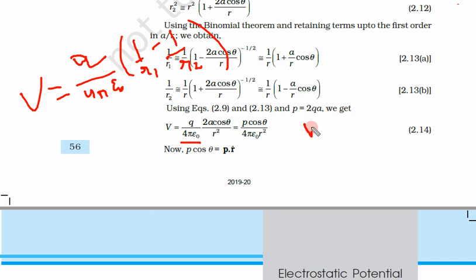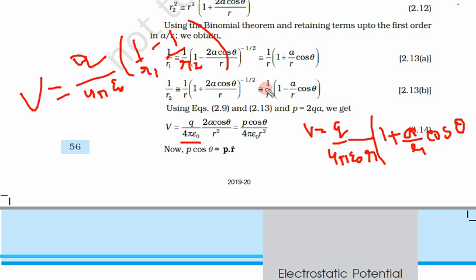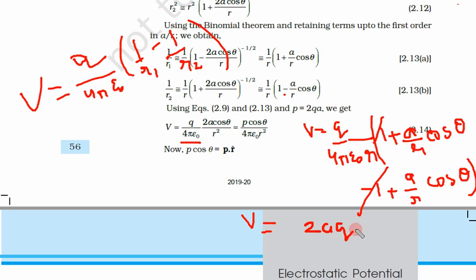So V is equal to q upon 4 pi epsilon naught, and the value of 1 upon r1 is 1 upon r. Let us take this 1 upon r common. So this is 1 plus a upon r cos theta, minus, 1 minus minus becomes plus a by r cos theta. So this 1 goes out and V is equal to simply a upon r and a upon r, 2a upon r. So 2aq upon 4 pi epsilon naught was already there, one r was there, another r is from here, r square, and cos theta.